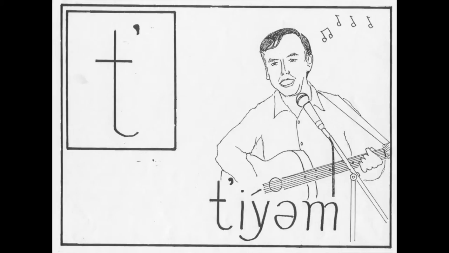It's like the T, but ejected out of the mouth with a strong pop. It's in the Klallam word to sing. T'aim.